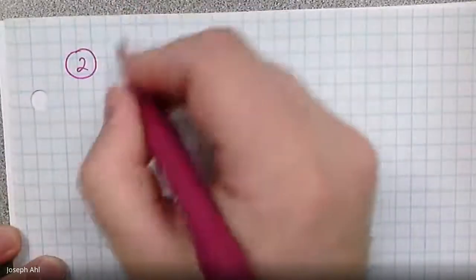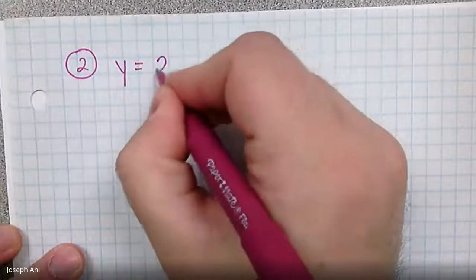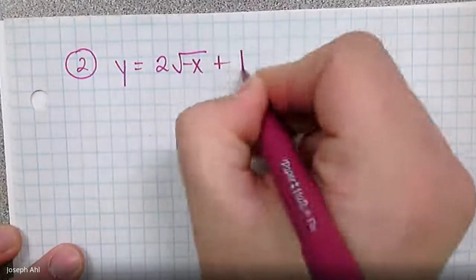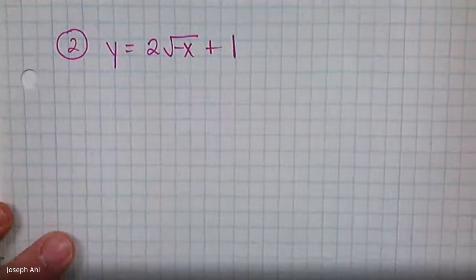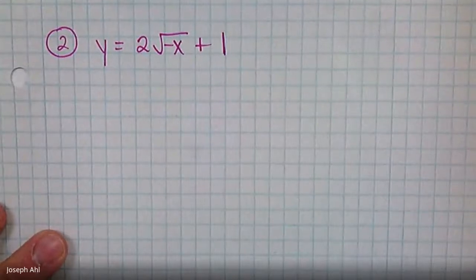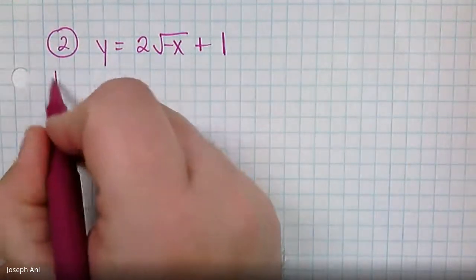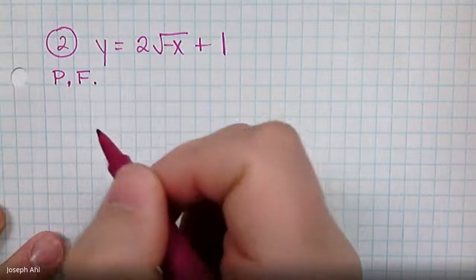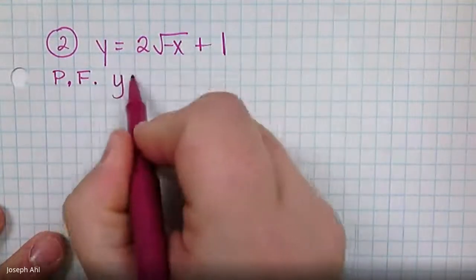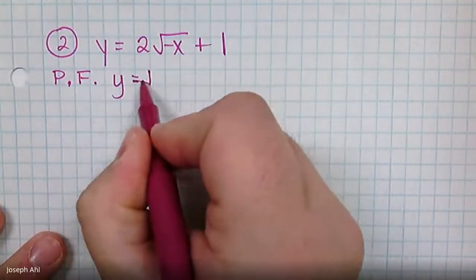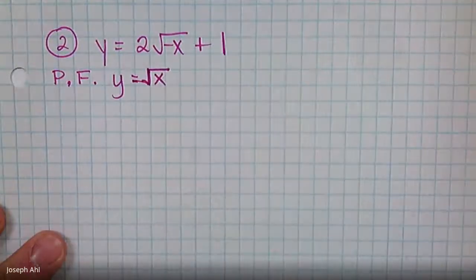So if we have in number 2, y equals 2 times the square root of negative x plus 1. All right, the parent function this time, I'm hoping you're saying to yourself, is not x squared anymore, but how about just y equals the square root of x.